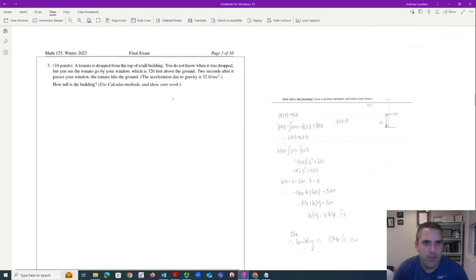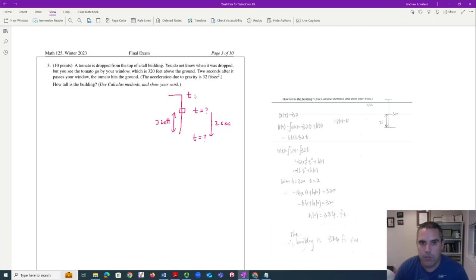You have the tall building. There's some window. They tell you this is 320 feet. 2 seconds after it passes your window, it hits the ground. So they don't tell you this time. And they don't tell you this time. They just tell you that this is 2 seconds. That should immediately make you think, oh yeah, that's that homework question we did.